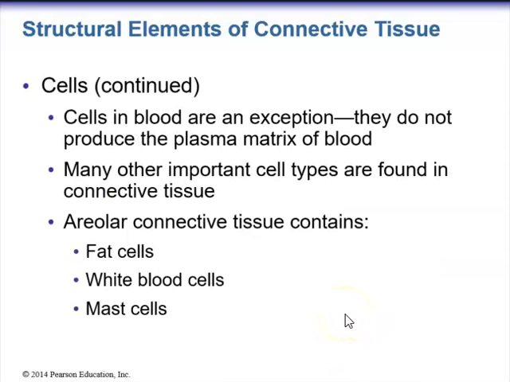Now, cells in blood are the exception. They do not produce the plasma matrix of blood. And then there are many other important cell types that are found in connective tissue. For example, areolar connective tissue contains fat cells, as well as white blood cells and mast cells.